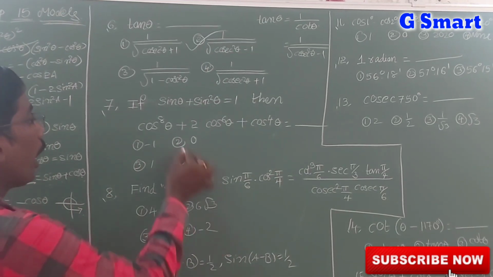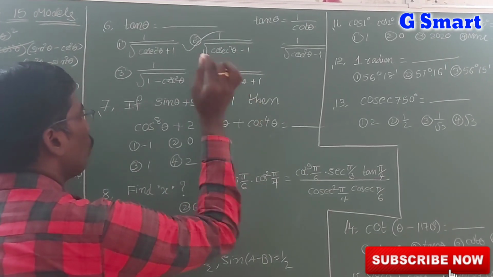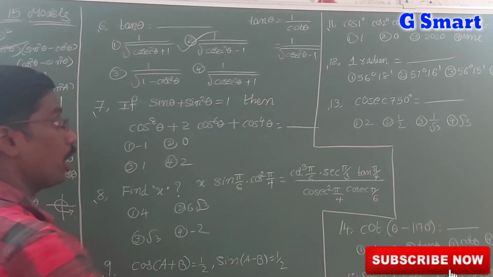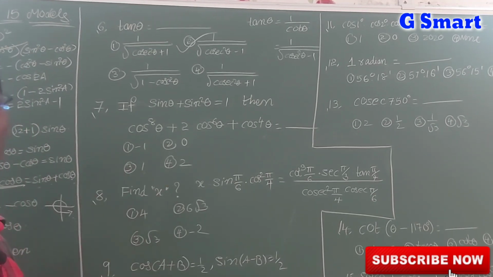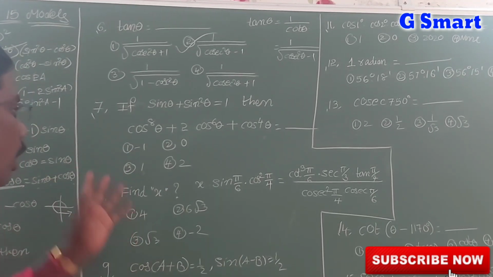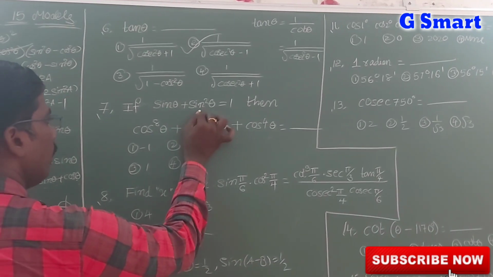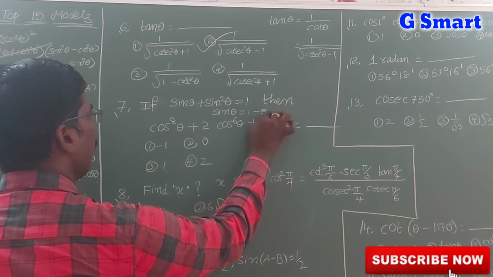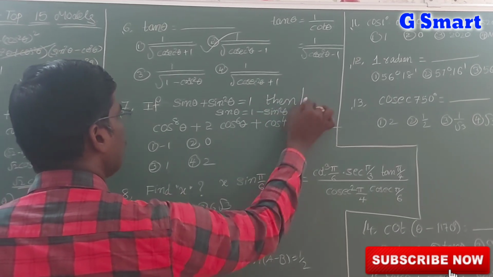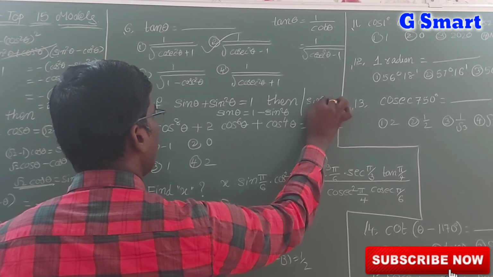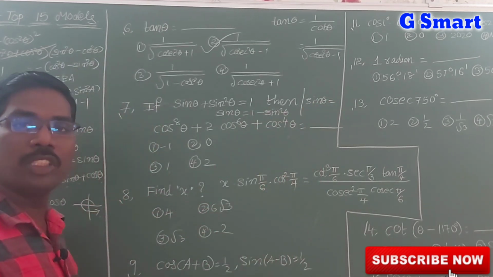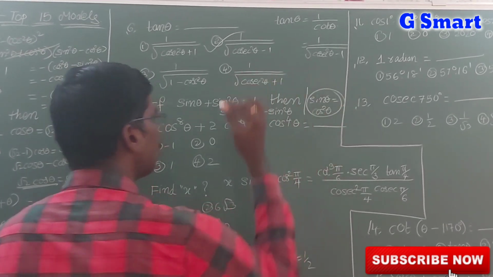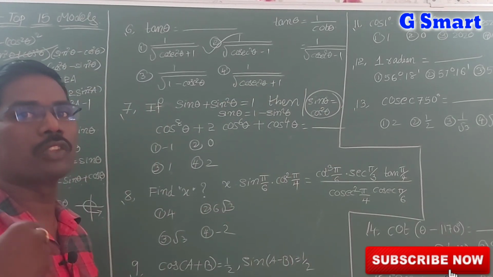Next. If sin theta plus sin square theta is equal to 1, then cos power 8 theta plus 2 cos power 6 theta plus cos power 4 theta is equal to how much? You may think this is a very big problem, but it's very easy. See here, sin theta is equal to 1 minus sin square theta, isn't it? Sin theta is equal to 1 minus sin square theta means cos square theta. So now I got sin theta is equal to cos square theta.